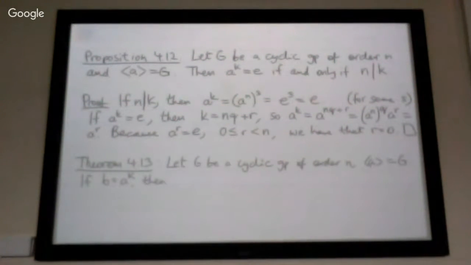Then this theorem gives us the order of any element of the group, if you know it expressed as a power of the generator. So then the order of b is n divided by d, where d is the greatest common divisor of n and k.